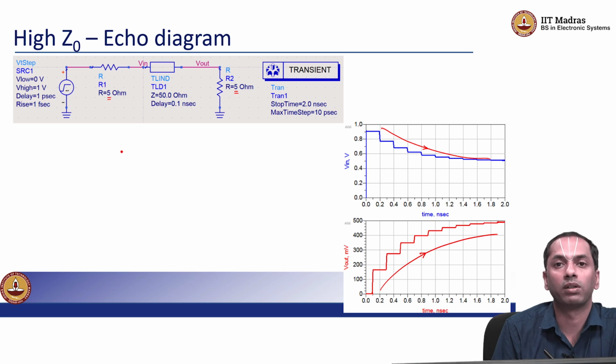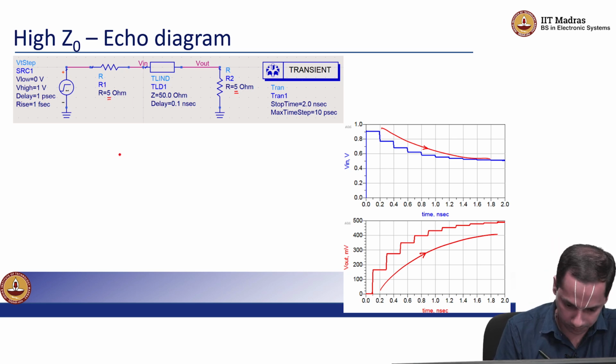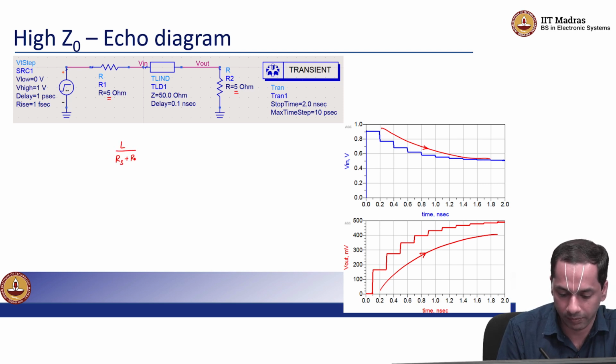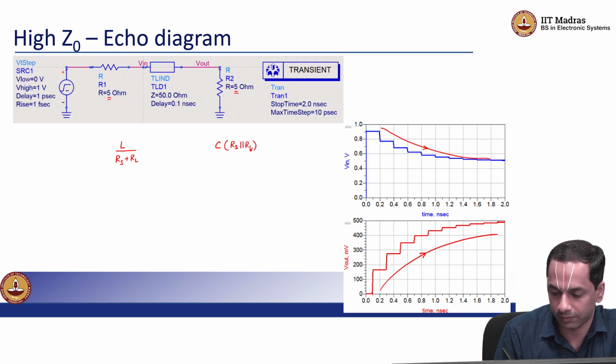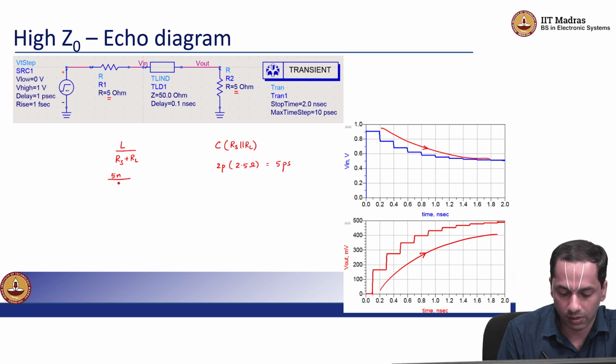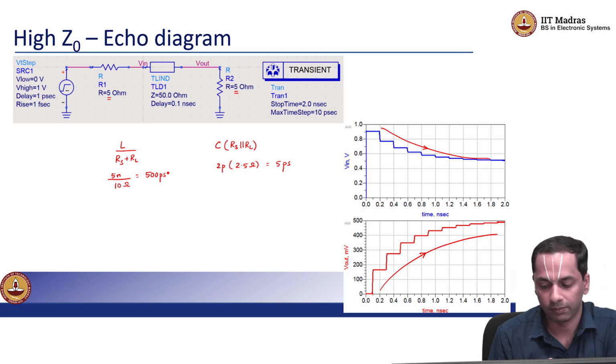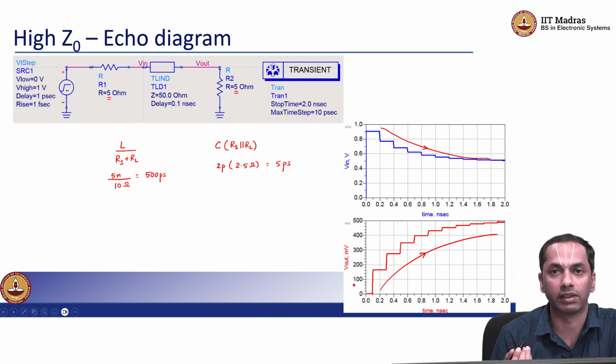So in this case, what can we comment about the time constants? So similarly, when we have L by Rs plus RL, and we are comparing that to C times Rs parallel RL, right, this time it is 2 pico multiplied by 2.5 ohms, which is only about 5 picoseconds, whereas L by Rs plus RL is 5 nano divided by 10 ohms, which is about 500 pico, right. So this time the situation has reversed itself, right.